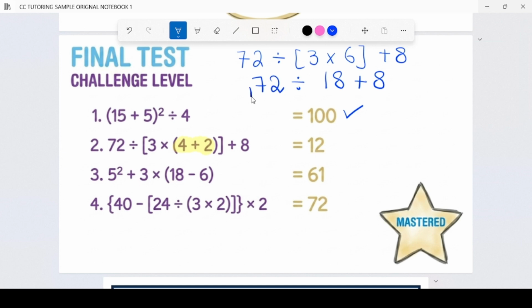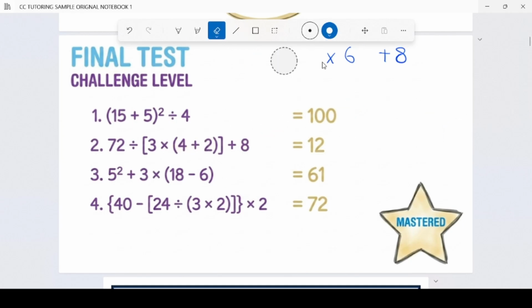According to this situation, I'll solve this first. 72 divided by 18, and this will give me an answer. And after that, when we are done with 72 divided by 18, we'll get 4. 4 plus 8, and 4 plus 8 equals 12. So we are having the correct answer as this one.